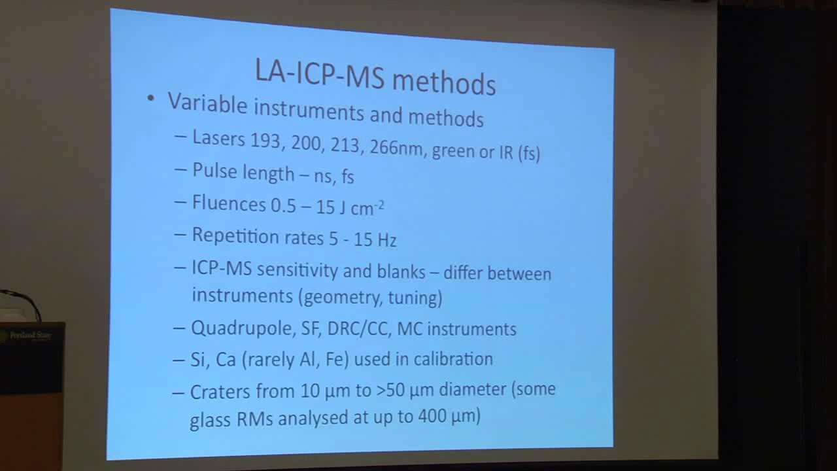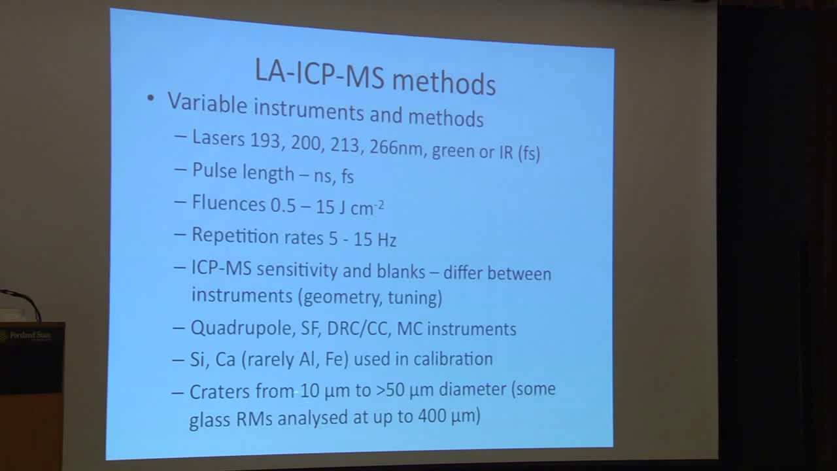The rates at which the laser fires, they're all pulsed lasers. For most of the work we do, 5 to 15 hertz is used. These femtosecond lasers fire at 200 hertz, which is a different thing. And then instruments, there's a whole host of different ICP-MS instruments: quadrupoles, sector field ones, reaction cell ones, multi-collector ones. Combine all those, just about every lab is using a different system effectively, which is potentially a problem. For internal standards, most people use silica or calcium, sometimes aluminium and sometimes iron.